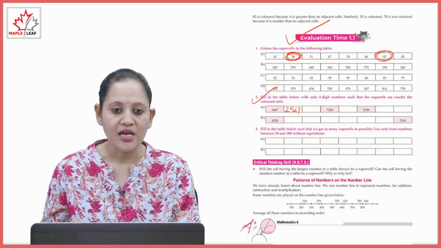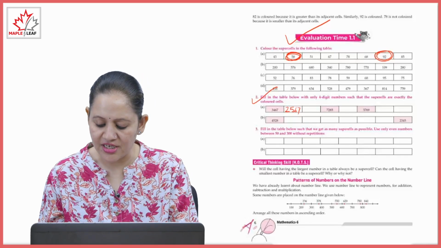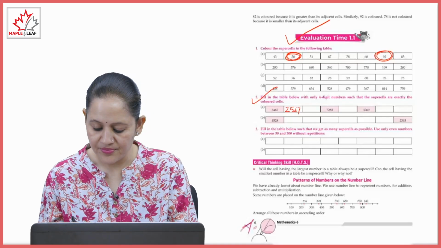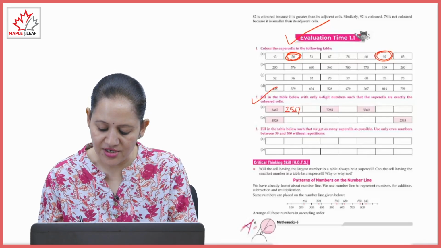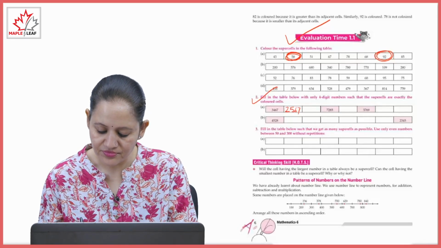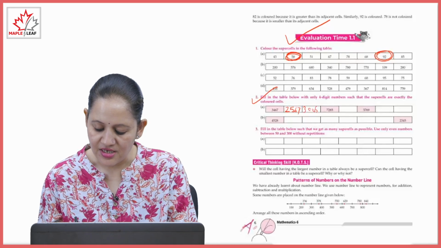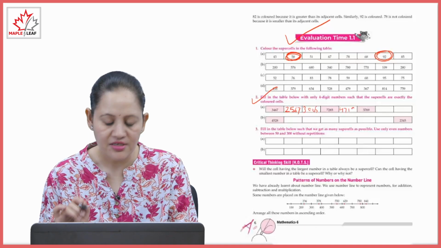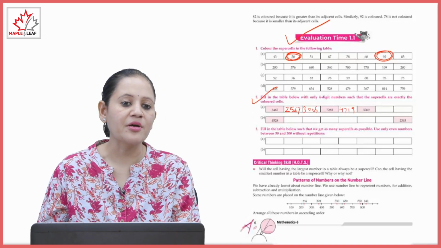Clear? And 7285 is also a supercell. So here you can write 3005 and 4000. इस तरीके से आपको नंबर फिल करने हैं.